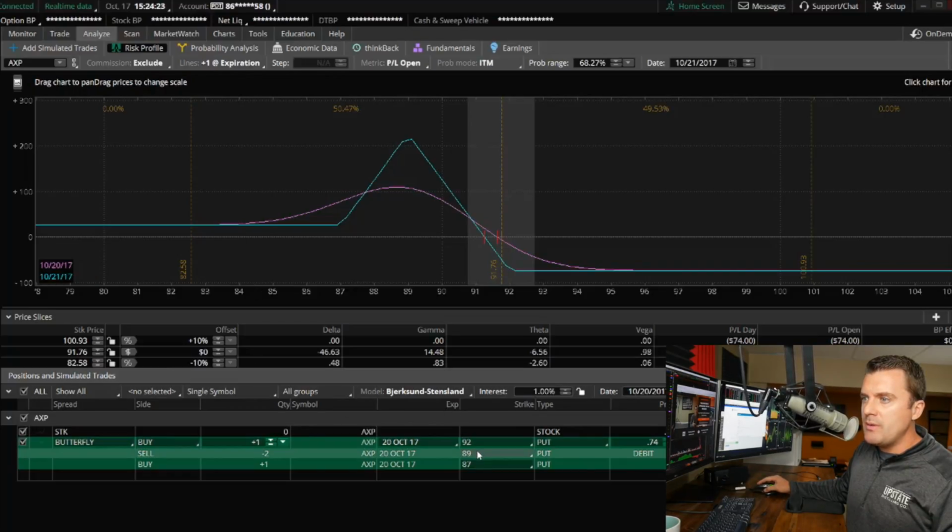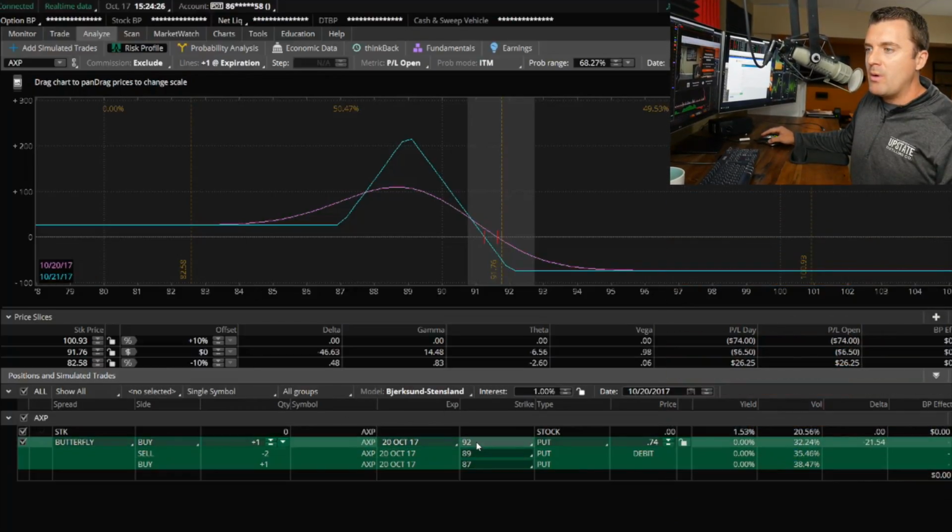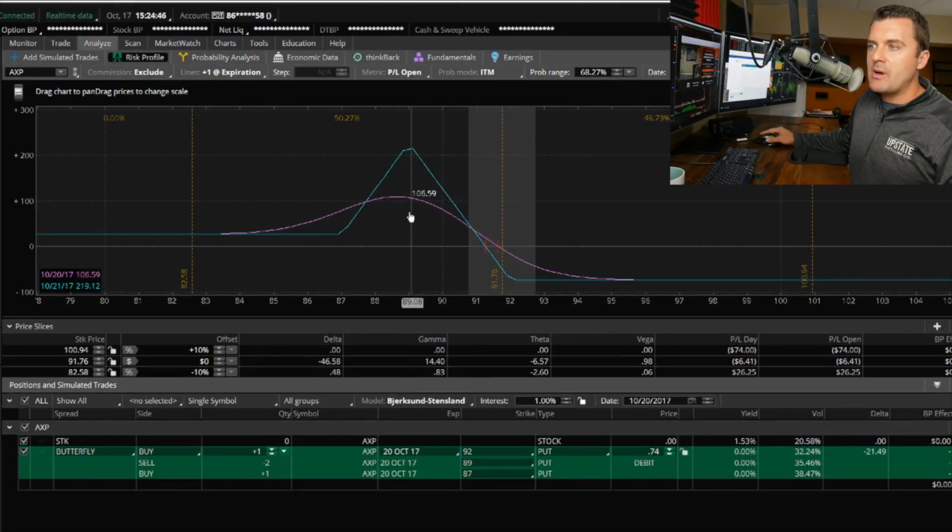Okay, so we're going to sell 2 of the 89s, buy 1 of the 92, buy 1 of the 87. That's going to be a 74-cent debit. And basically, we need the trade to be below 91.65. The ideal profit zone is right around the body of the butterfly, which would be $89.